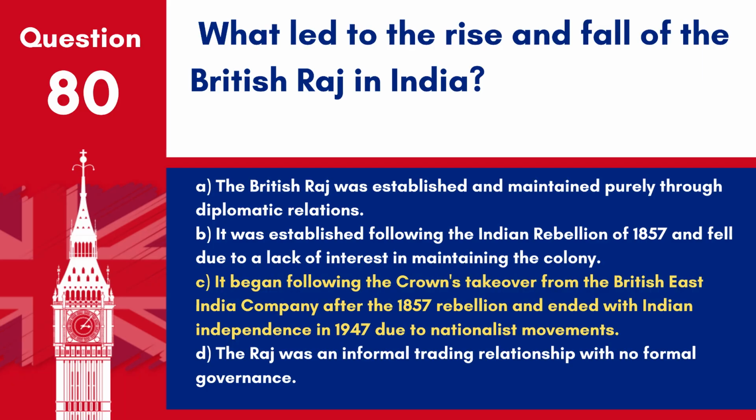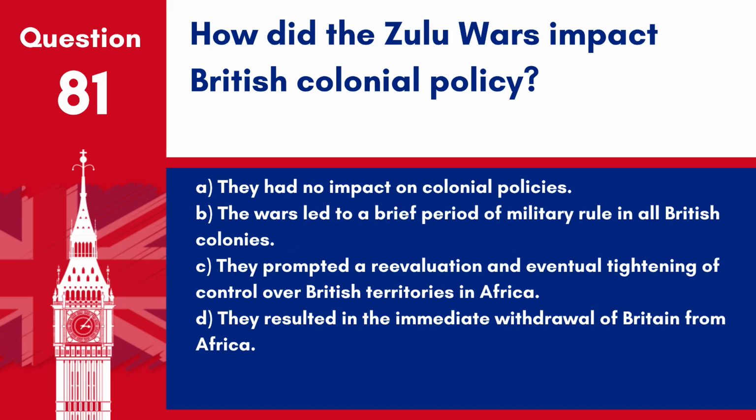Answer. C. It began following the Crown's takeover from the British East India Company after the 1857 rebellion and ended with Indian independence in 1947 due to nationalist movements. The British Raj was marked by direct British rule and saw significant resistance and calls for independence, culminating in the partition and independence in 1947. Question 81. How did the Zulu Wars impact British colonial policy?